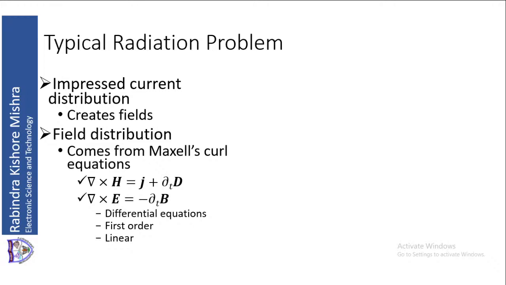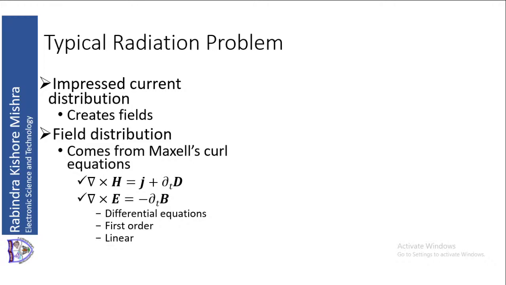That field distribution can be described by Maxwell's curl equations. Which are the Maxwell curl equations? These are curl H is equal to J plus ∂D/∂t, and curl E is equal to minus ∂B/∂t. So curl H is equal to J.